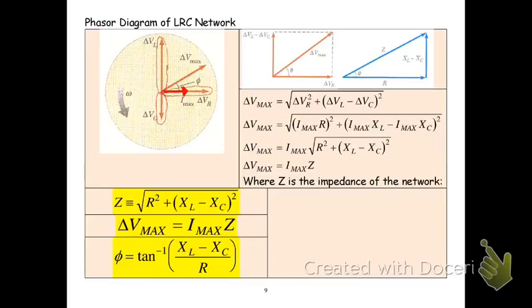I can't add those up arithmetically because they're pointing in different directions. I have to add them vectorially. So my net voltage is equal to the sum of these two on the vertical axis added to this one on the horizontal axis. So I get a Pythagorean triangle. I've got to add things vectorially.